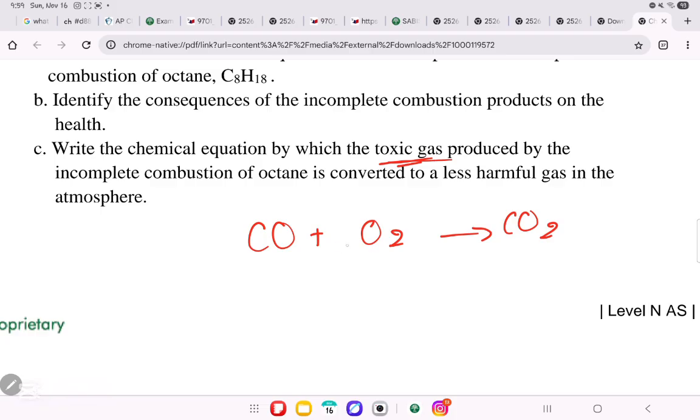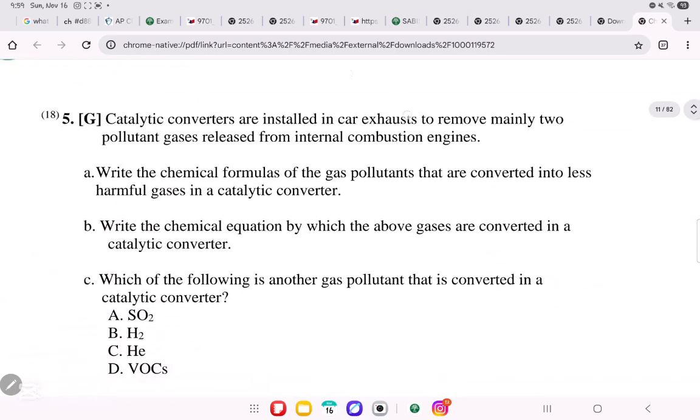Now, it's not balanced. How do you balance it? You put a half over here. Of course, you cannot leave it like this. So it will be 2 carbon monoxide plus O2 is gonna give me what? Is gonna give me 2CO2. Okay, that's it for part C. We'll move on to question number 5.